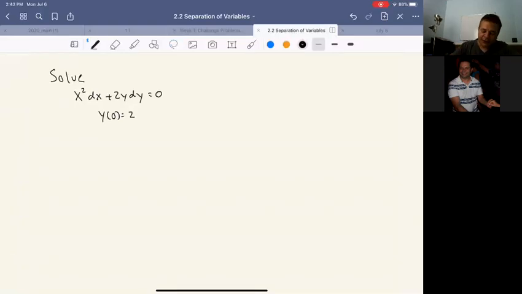Okay, so we're going to do a little bit of manipulation. We're moving one of them to the other side. So 2y dy equals negative x squared dx. Okay, integrating both sides, we get y squared equals negative x cubed over 3 plus a constant. Now we're going to take the square root.